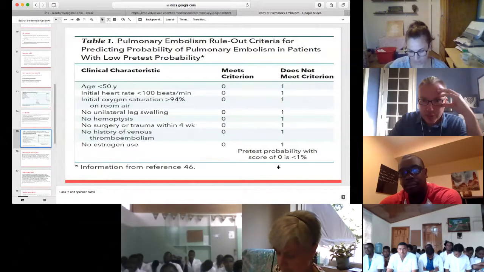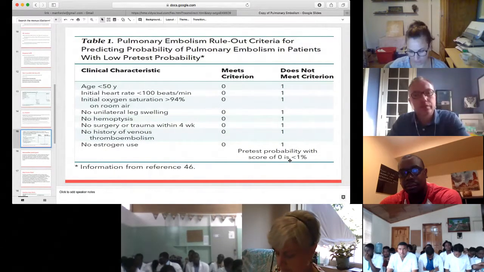So just to give you an example, if you have none of these things, these 8 criteria, you have less than 1% chance of having a PE.